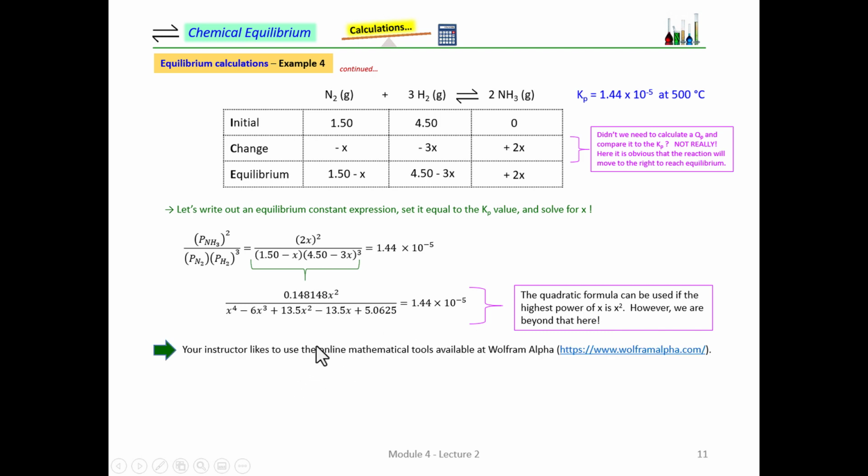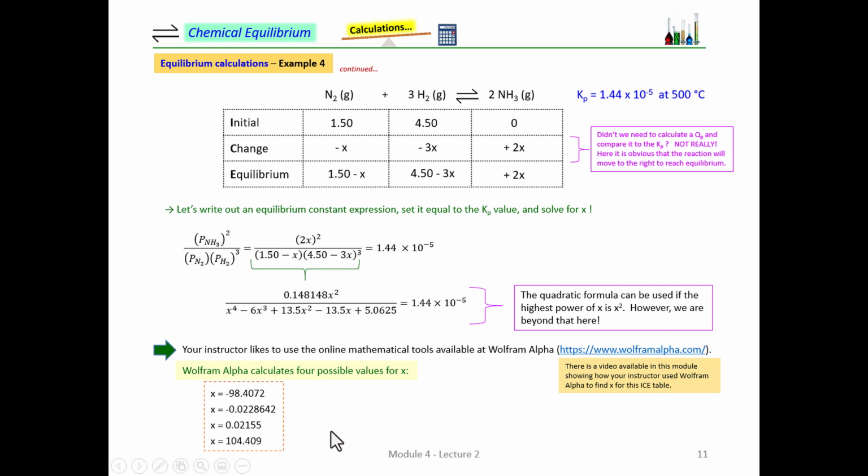Well, as I said before, I like to use the online mathematical tools available at Wolfram Alpha. There is a video available in this module showing how I, your instructor, used Wolfram Alpha to find x for this ICE table, and there are some other tips in there about using Wolfram Alpha. If I did plug this into that online tool, I'd get 4 values for x. Now clearly a couple of these are just goofy. Minus 98 is not going to work. 104 is not going to work.